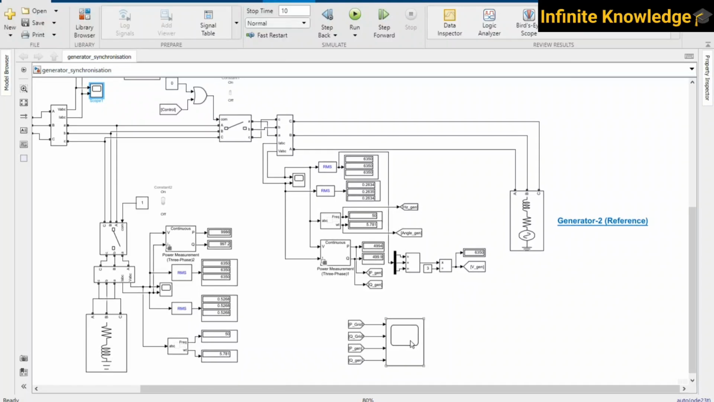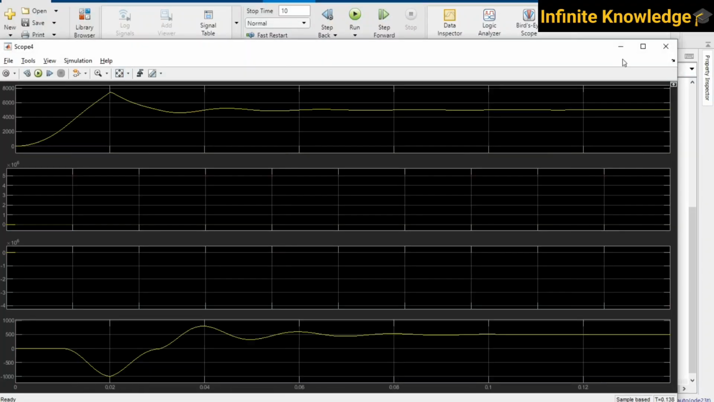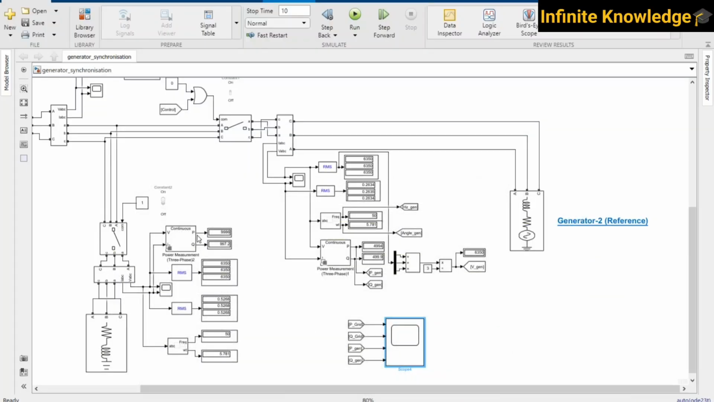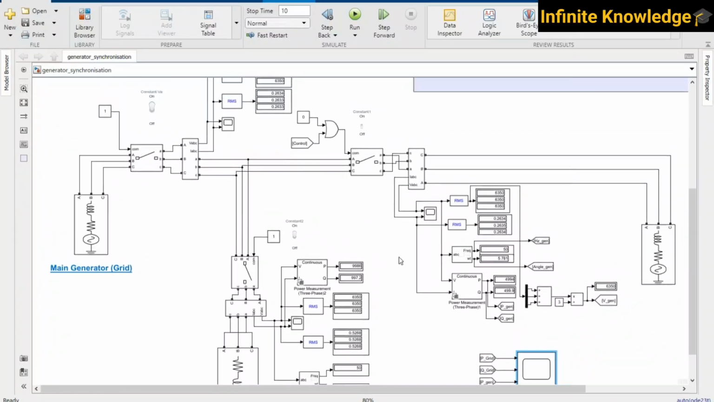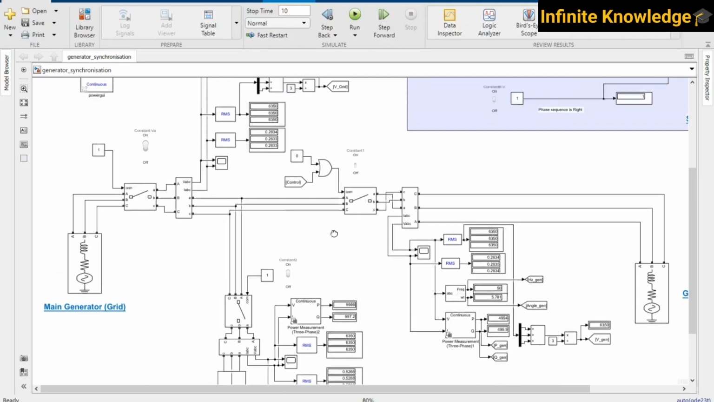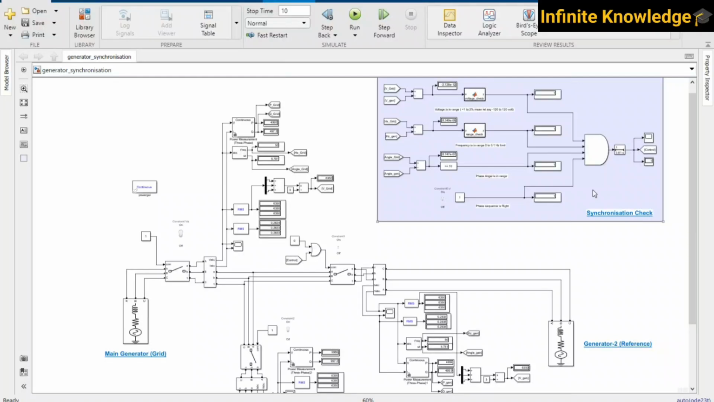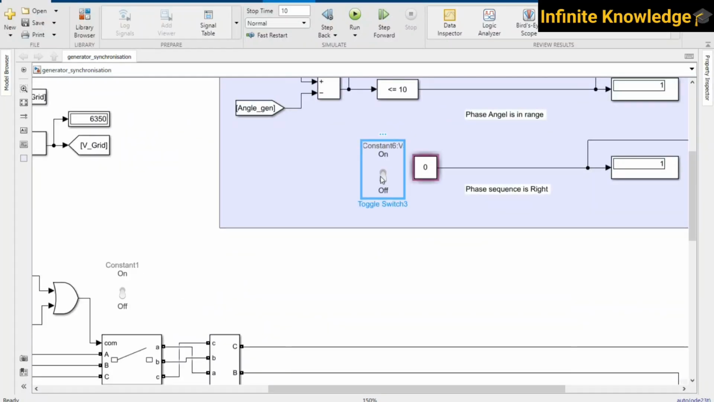So yes, this is the power. Initially all the power is taken by the grid. Then this breaker is started, so it is reduced, and half the power is divided into two generators. Initially the current is 0.4, estimated 0.5.